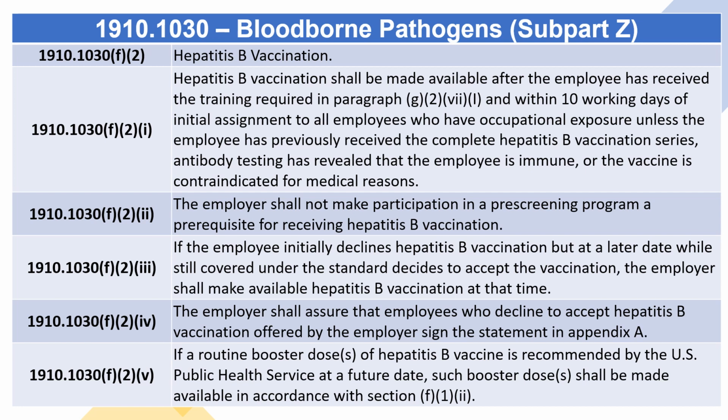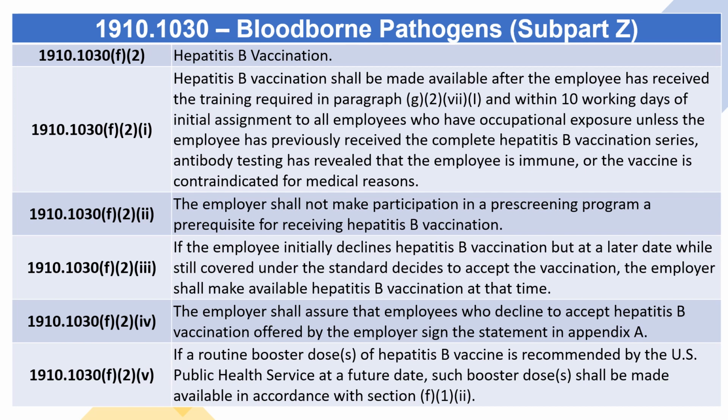1910.1030(f)(2)(i) through (ii). The hepatitis B vaccination shall be made available after the employee has received the training required in paragraph (g)(2)(vii)(I), and within 10 working days of initial assignment to all employees who have occupational exposure unless the employee has previously received the complete hepatitis B vaccination series, antibody testing has revealed that the employee is immune, or the vaccine is contraindicated for medical reasons. The employer shall not make participation in a pre-screening program a prerequisite for receiving hepatitis B vaccination. If the employee initially declines hepatitis B vaccination but at a later date while still covered under the standard decides to accept the vaccination, the employer shall make available hepatitis B vaccination at that time.